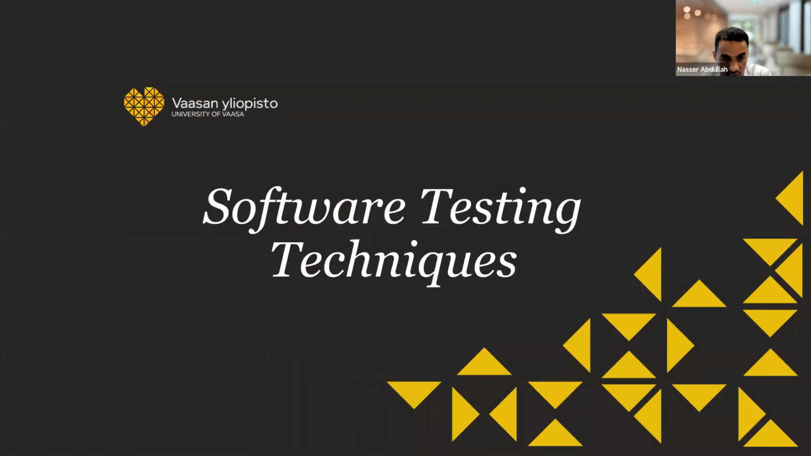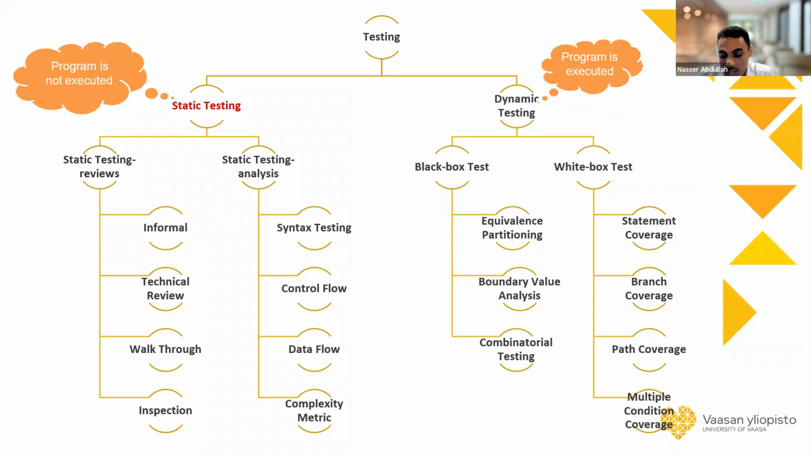Okay, static testing techniques. As I mentioned, first is the big picture of all the different types of testing. So we have two types of testing. The first one is static testing, while the second one is dynamic testing. Under static testing, we have a lot of techniques. Under dynamic testing, we also have a lot of techniques. So let's first see what the difference is between static and dynamic.